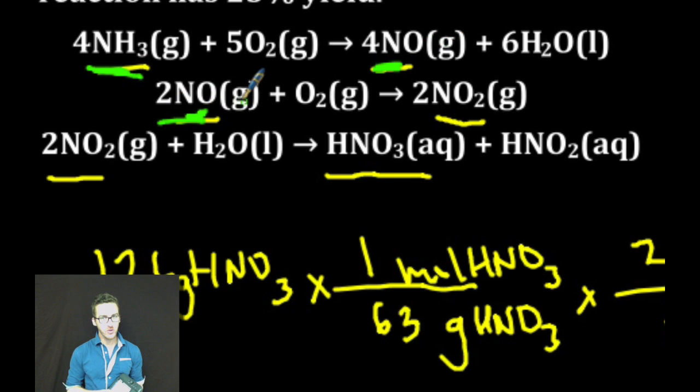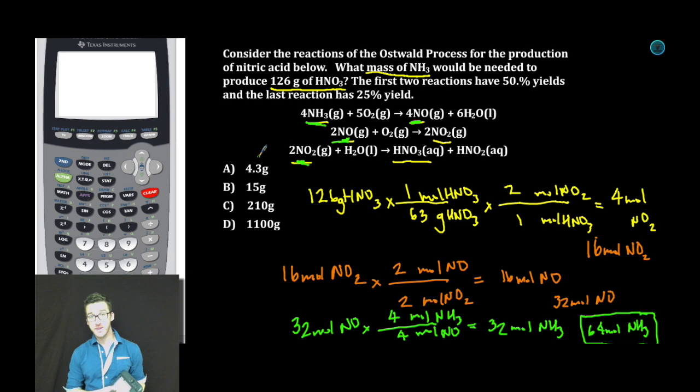My 32 moles of NO would make 32 moles of NO2. But again, I'm only going to make 50%, or 16 moles of NO2. 16 moles of NO2 is only going to make 8 moles of HNO3, again assuming 100% yield, but we only have 25% yield. So what's 25% of 8? 2 moles, or 126 grams of HNO3. Now, as I scan my answer choices, there is no 64. Oh my goodness, all this work and I still haven't come up with the answer.